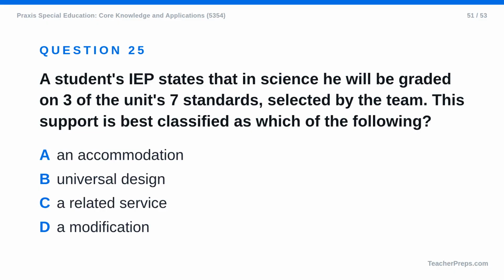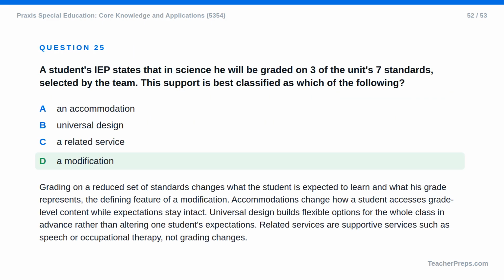Question 25. A student's IEP states that in science he will be graded on 3 of the unit's 7 standards, selected by the team. This support is best classified as which of the following? Pause the video and select the best answer. The correct answer is D, a modification.